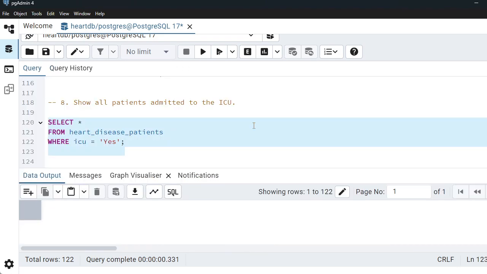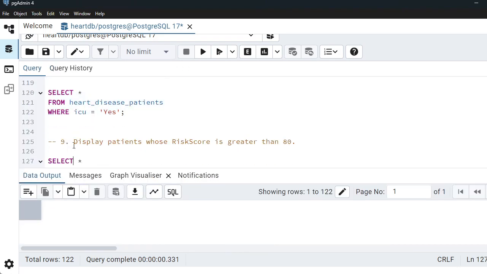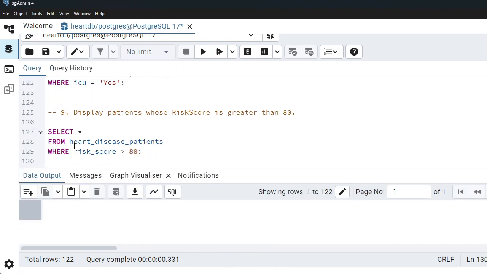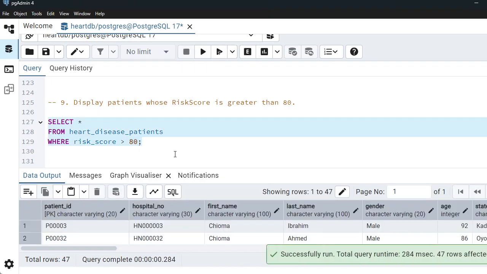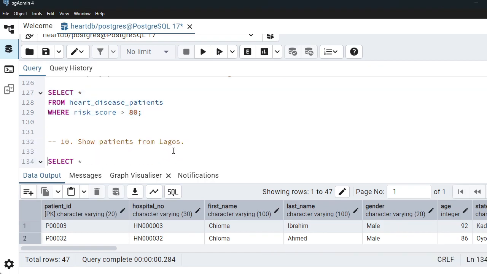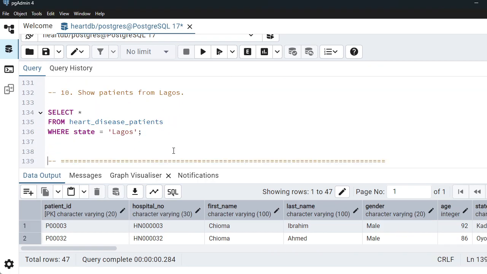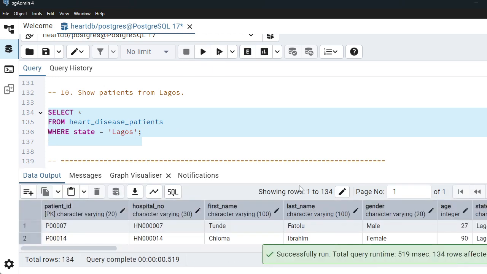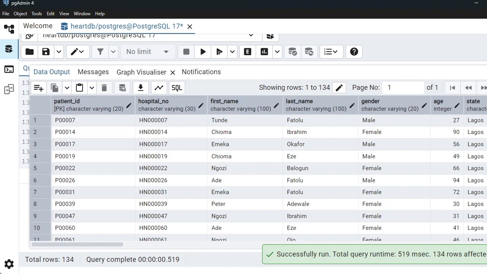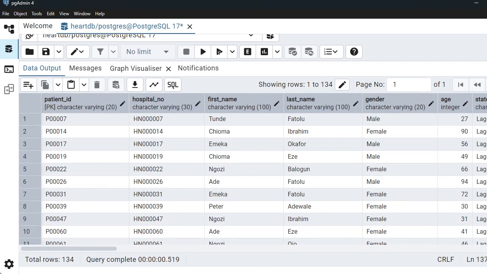Right? So now the next question, question 9, says display the patients whose risk score is greater than 80. You select from the heart disease patient, and then where risk score is greater than 80. That's it. Then show the patients from Lagos: select from the heart disease patient where state is equal to Lagos, and you are going to have this. And that's the basic questions in the challenge, successfully done.